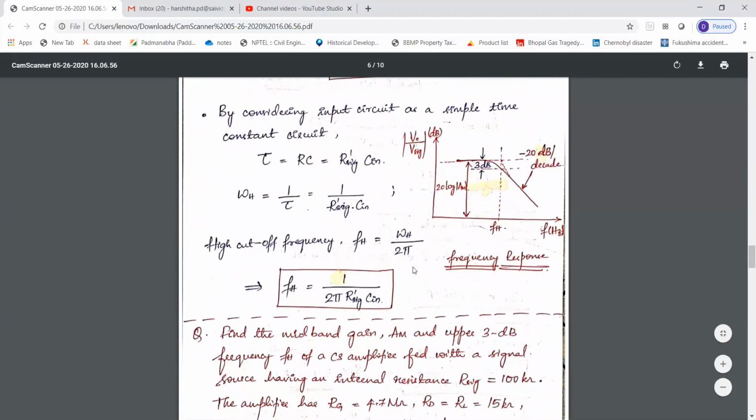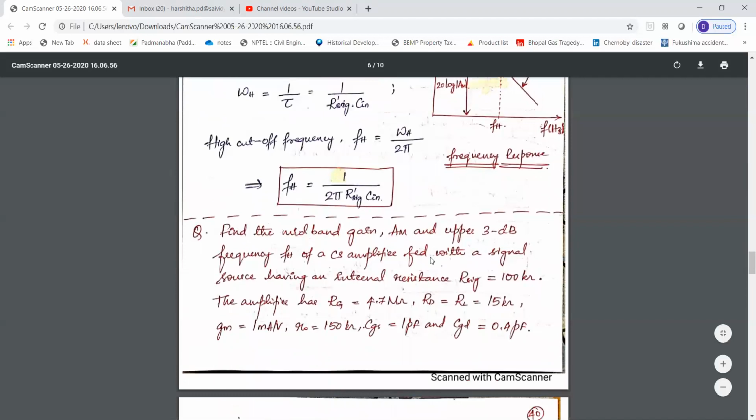All these things are easy to remember. The only thing that you have to remember is here. Tau is equal to RC, omega H is equal to 1 by tau, and from this we'll find out f_H is equal to omega H by 2 pi, which gives us this equation for the high cutoff frequency. So in high frequency response, we are required to find this high cutoff frequency f_H.